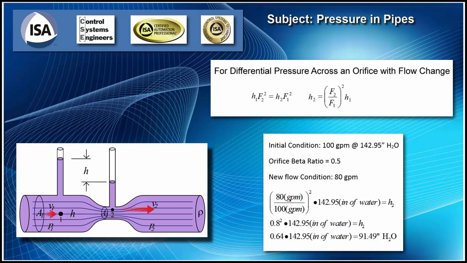So this becomes 0.8 squared times 142.95, and 0.8 squared equals 0.64 times 142.95 inches of water gives us 91.49 inches H2O. So it doesn't matter if we say it in parentheses inches of water or if we use the inch mark and put H2O.